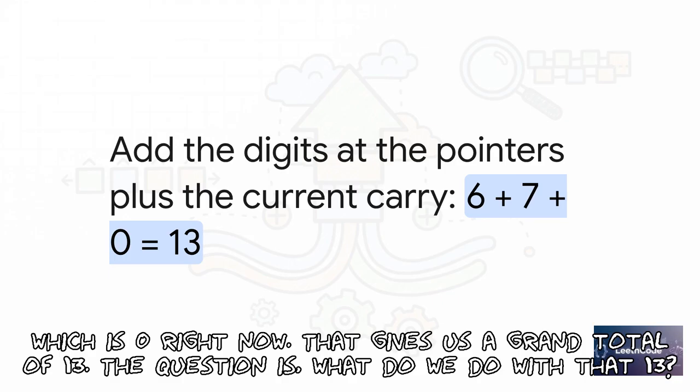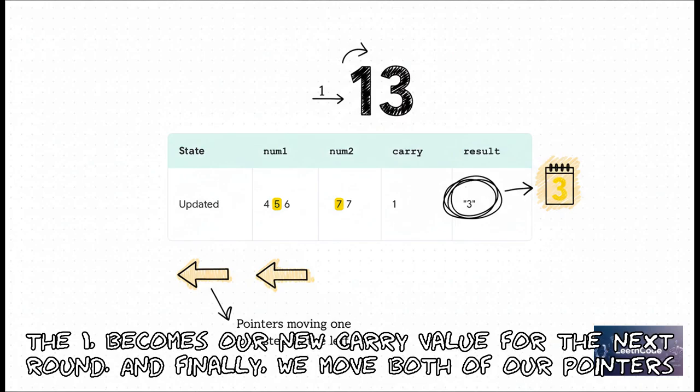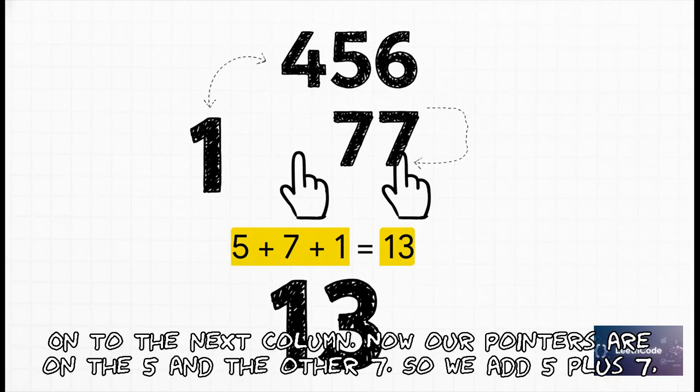The question is, what do we do with that 13? Just like in school, the units digit, which is the 3, gets put into our result string. The tens digit, the 1, becomes our new carry value for the next round. And finally, we move both of our pointers one step to the left, getting them ready for the next column.